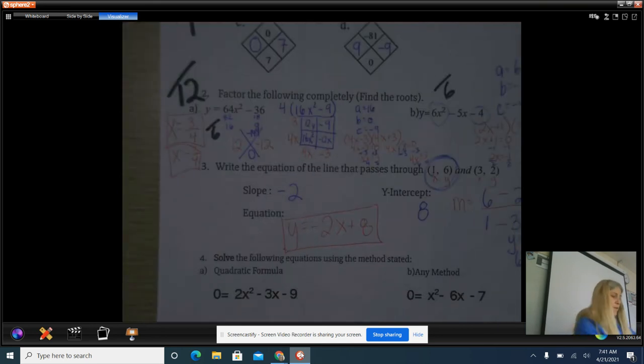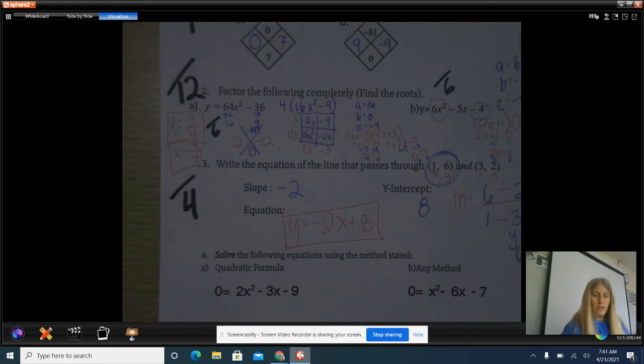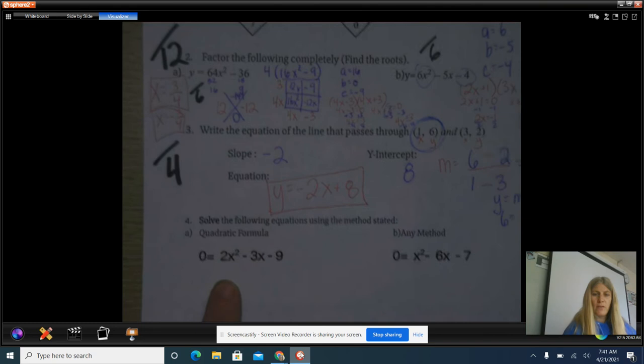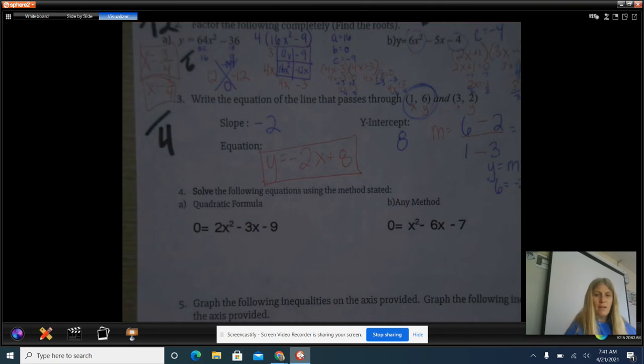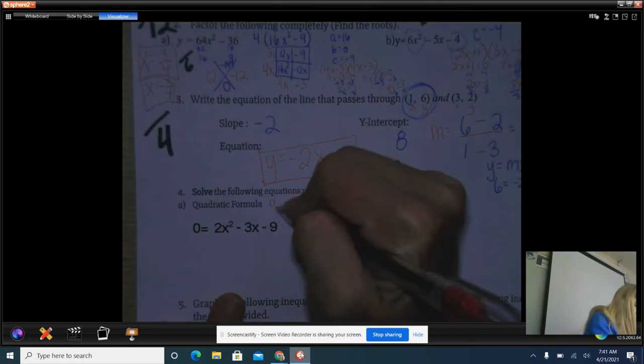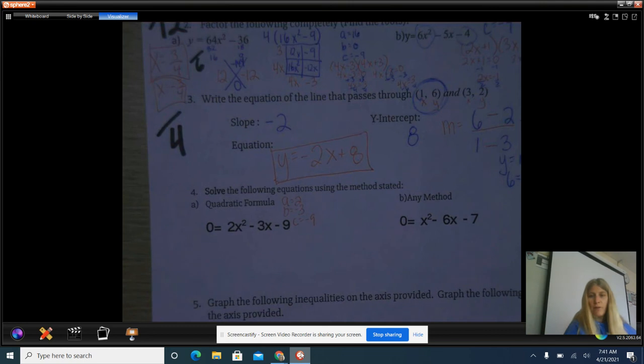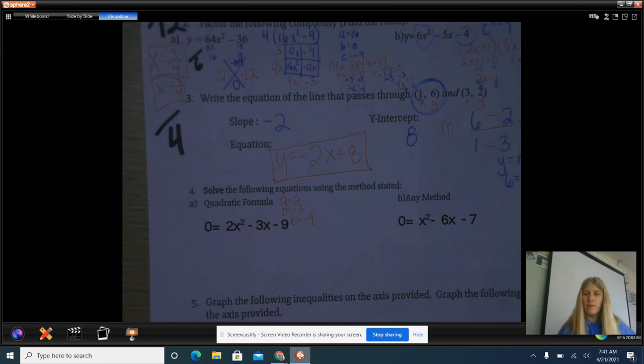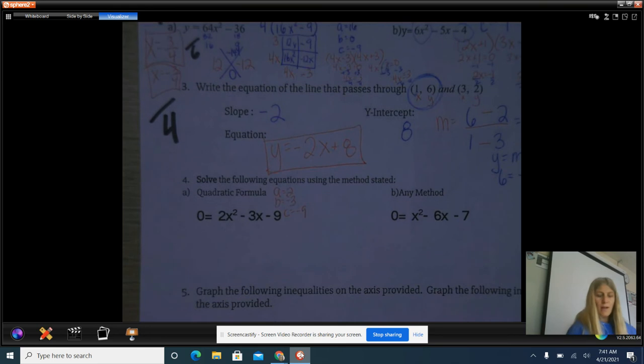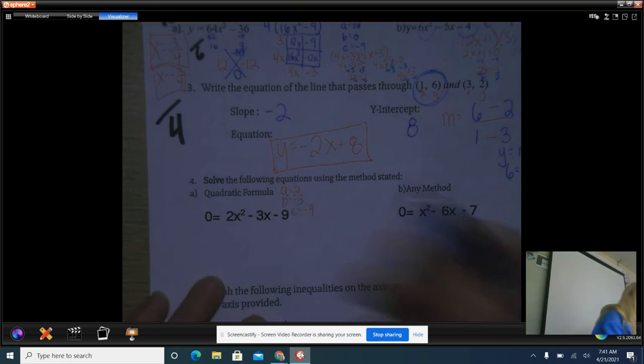So that is going to be 4 points for question number 3. Okay, this next one here, we're going to go ahead and use the quadratic formula to solve. So my A is 2, my B is -3, and my C is -9. So, of course, our quadratic formula is x equals -b plus or minus the square root of b squared minus 4ac all over 2a. So we're going to go ahead and do that with our A, B, and C.